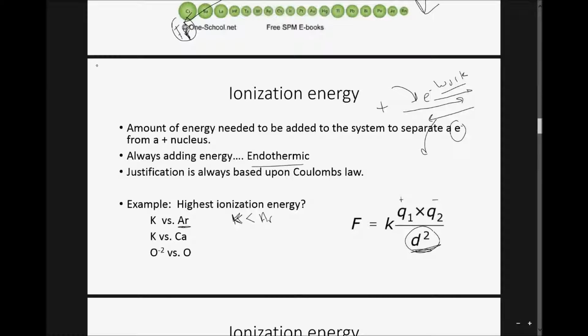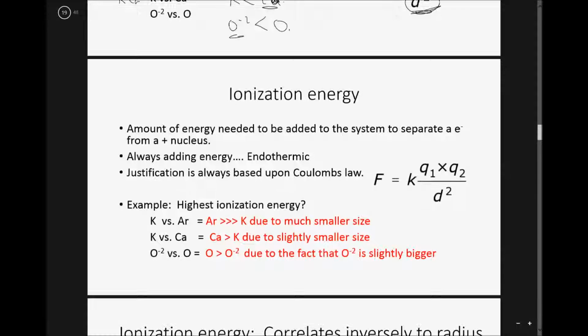Potassium versus calcium, these are right next to each other, and potassium is going to have a smaller ionization energy than calcium. Why? Because calcium is ever so slightly smaller. And then again, oxide is slightly bigger than oxygen because of the addition of electrons. So because it's bigger, the electrons are a little farther away, it takes a little bit less energy to remove it. So the smaller atom here is on the right side. Smaller atom, smaller, smaller, and they have therefore larger ionization energies. And then here is my answer to that.